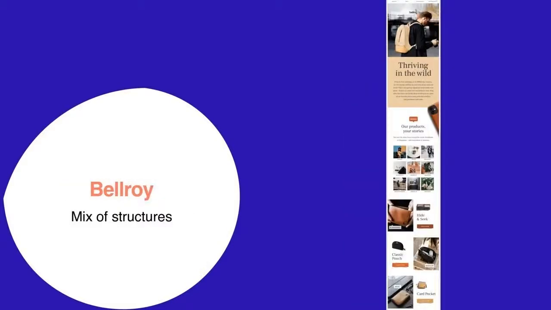In this example below, we can see that they have mixed multiple types. So Belroy opts for a hybrid design in which the attention is first drawn with a photo and a title. So that's an inverted pyramid. And then if we scroll further down, we see a zigzag with different CTAs.